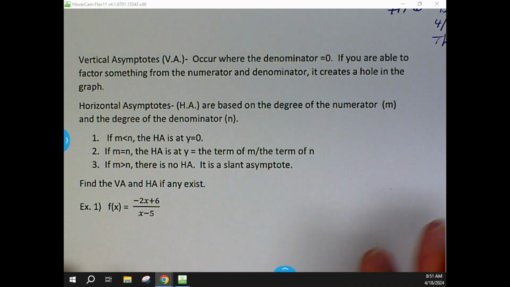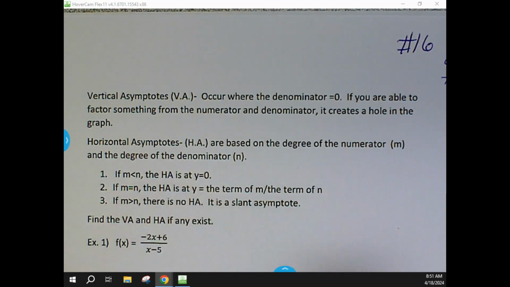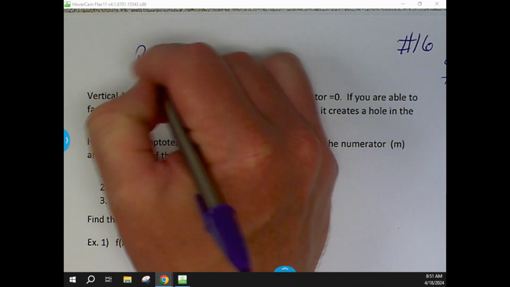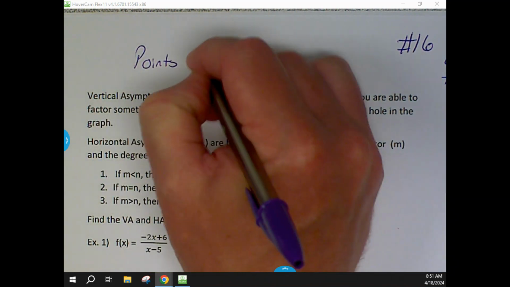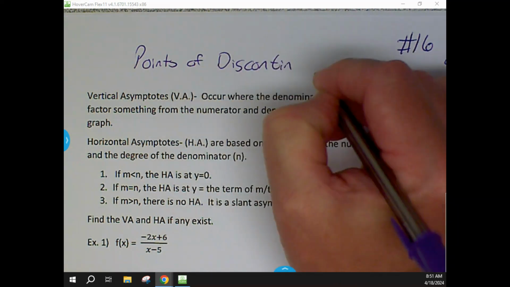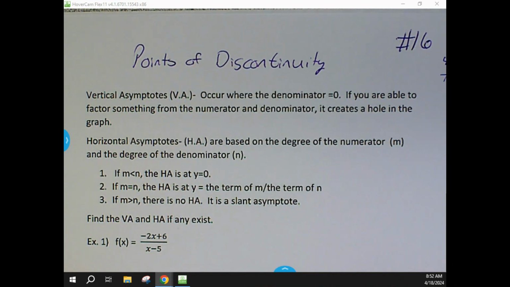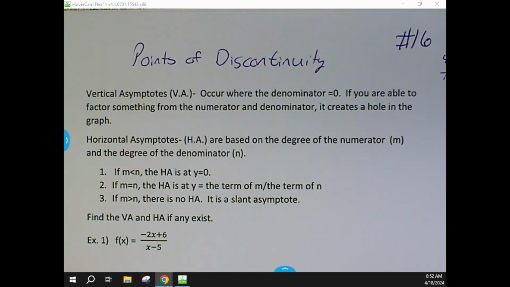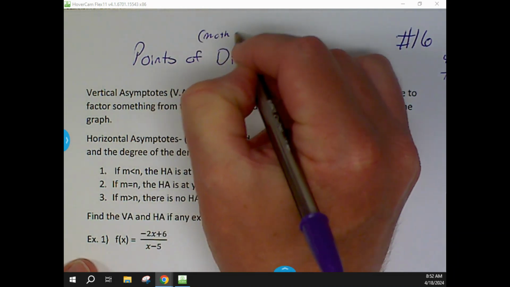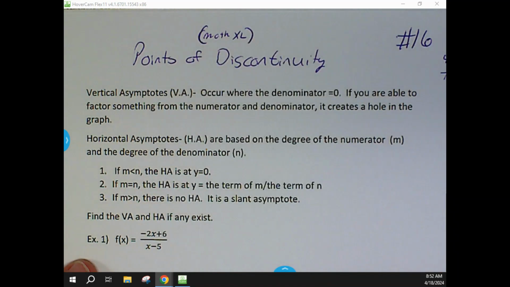Now, in the textbook, when we're going through Math Excel on this one, for everything we're talking about with vertical and horizontal asymptotes, a lot of what they're going to talk about is what they call points of discontinuity. I think that's how you say it. I always say it wrong. But anyway, if you see that, that's what Math Excel talks about alongside your vertical asymptotes and horizontal asymptotes.